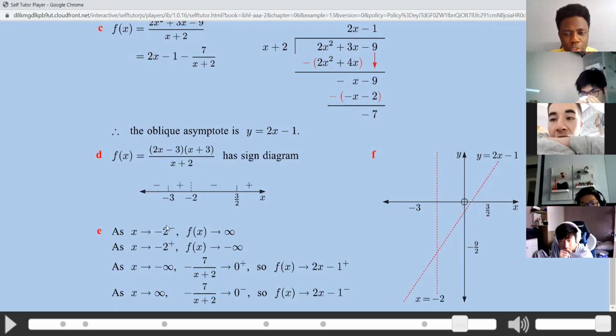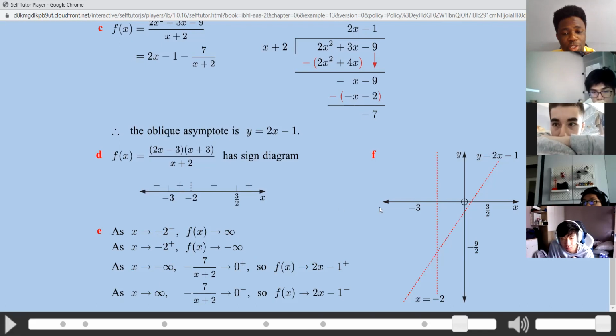We next mark what happens near the asymptotes. Now let's look at the first one before we play it. When x approaches -2 from below, -2 is this line. From below means in this direction. We are saying that the graph approaches infinity, which means when x is coming this way, the graph is going up. Okay, now listen to that, either side of x equals -2, and as x tends to -infinity and plus infinity.